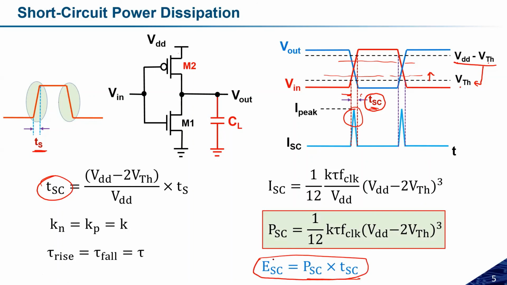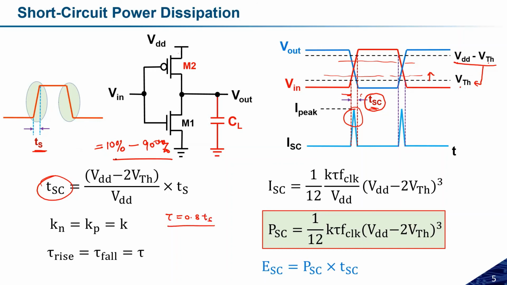So tau and TS are the same, right? No, they are different. TS is the rise time. Tau is also the rise time, right? No. From the 10% value to the 90% value, that time we call the rise time. Sir, tau is 0.8 times TS. Yes. So tau here is 0.8 times this TS, because we are considering 10% to 90%.